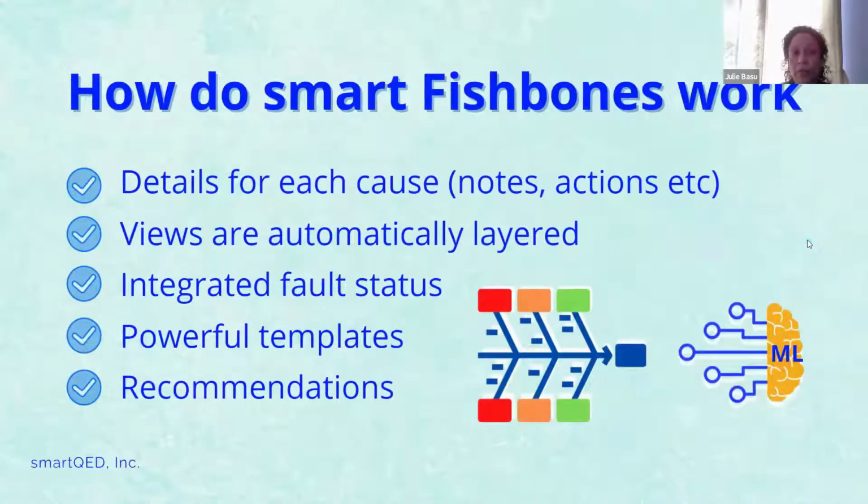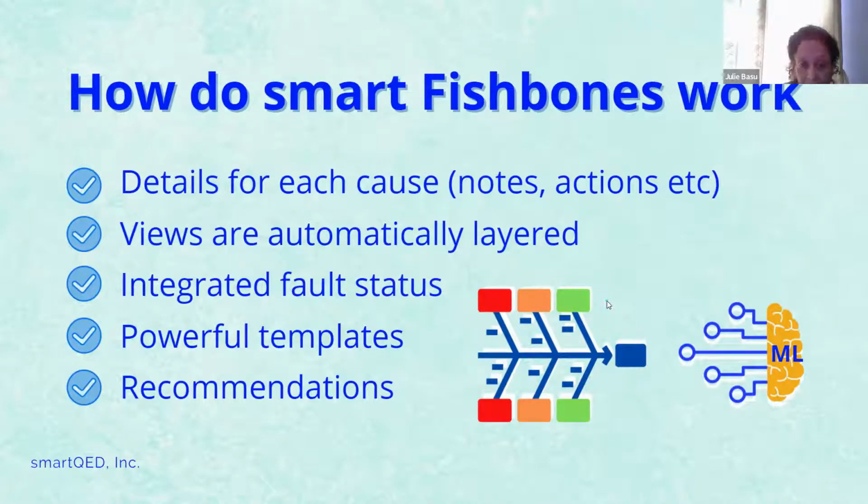how it works, right? So smart Fishbones obviously go beyond the basic capabilities. So we can associate details for each cause in context. And we will shortly see a demo. Views are automatically layered. This part is important because we saw how easy it is to get lost in in-depth analysis. We have integrated fault status. You can indicate with colors how you found, what is the outcome of one cause. And we also have a templating capability, which is very powerful. You can mix and match templates depending on the components.